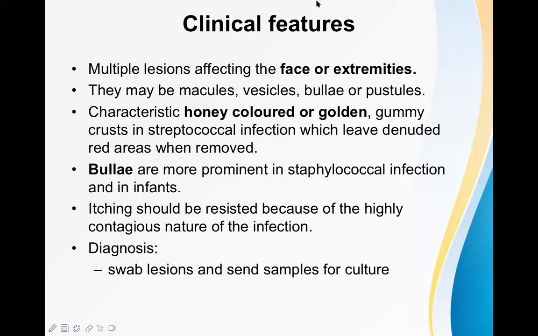Another important point in case of impetigo is a honey colored or golden crust. Honey colored or golden crusts which are gummy in nature, means they are quite sticky. So the color is honey or golden, and they are quite sticky on the infected area. This is another important point of impetigo. And when we forcefully remove those crusts, okay, then the underlying areas are red, they can be seen.